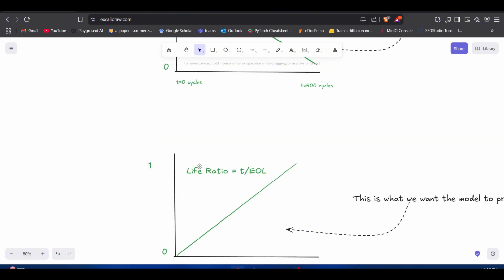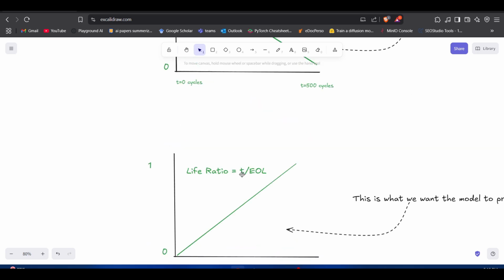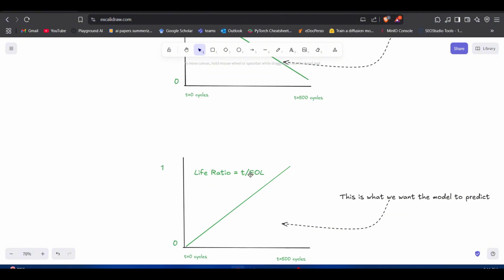So what I would like to predict instead is something called life ratio. It is very simple. Instead of subtracting the current time from the end of life, which is what we get from RUL, I divide the current cycle time by the end of life. So I get a ratio. When it's 0, my model is just starting. When it is 1, I am at the end of life. From this you can easily get the remaining useful life if you want. But this is going to be our target that we would like to predict, because in this case the value ranges only from 0 to 1, and it's very easy for a machine learning model to regress over.